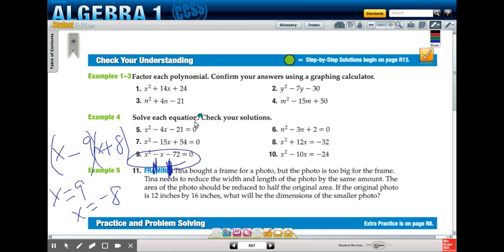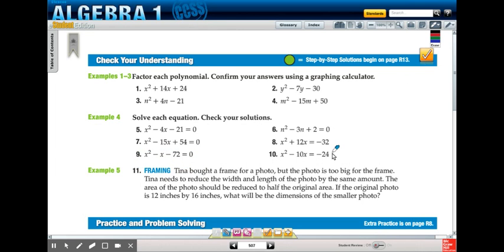So hopefully that makes sense, because you take each one, you'd set x minus 9 equal to 0. You have to add 9 to both sides. x equals 9. All right? That's all they want you to do for the solving part. It's not really that much different.